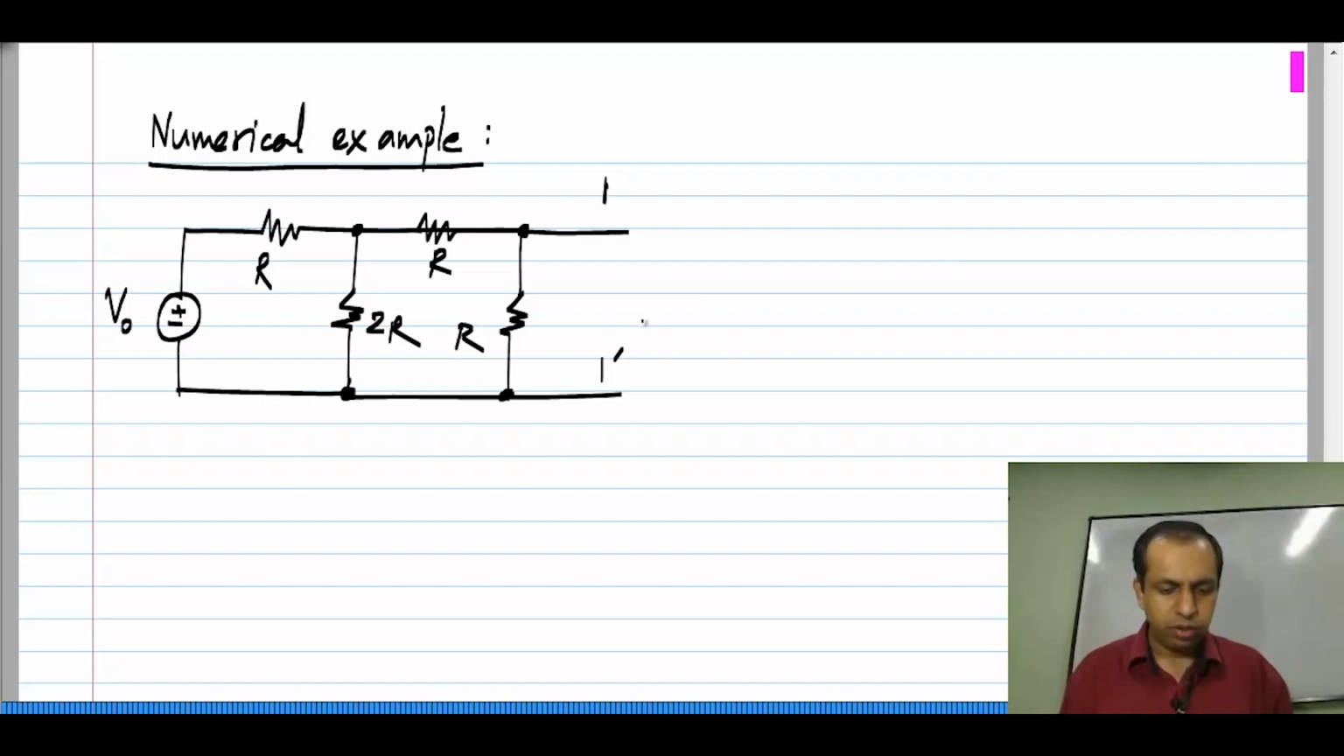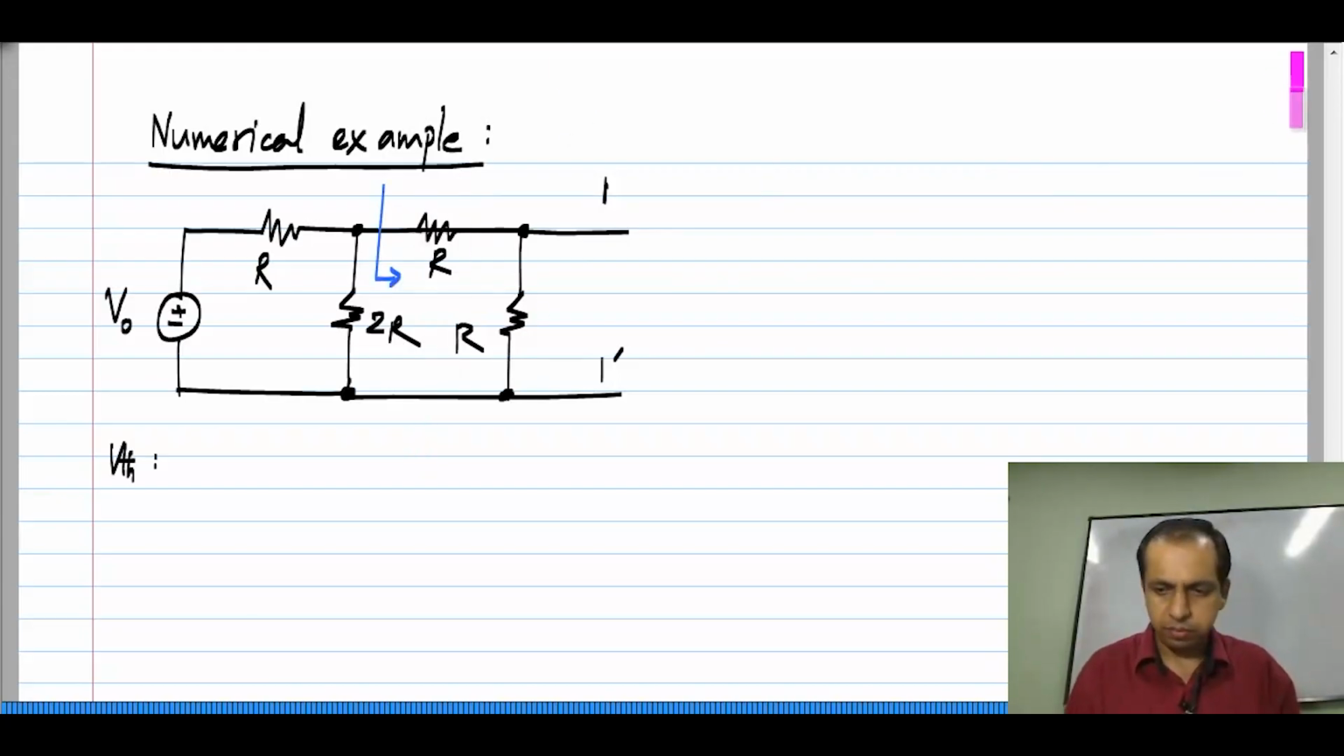So, now I have to find the Thevenin voltage, and for that all I need to do is not connect anything between 1 and 1 prime and find the voltage across it. In this particular case, I have chosen the values so that it is very easy for me to calculate.